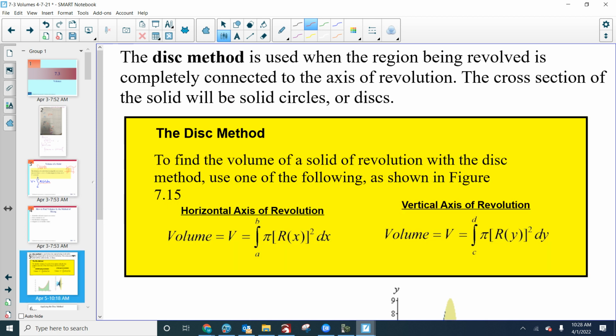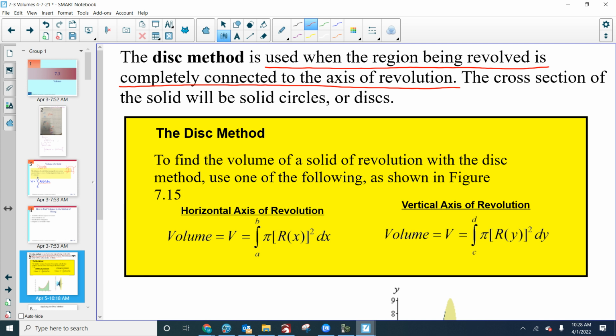So here's the first method we're going to learn. It's called the disk method. The disk method is used when the region being revolved is completely connected to the axis of revolution. Let me say it again. It is used when the region being revolved is completely connected to the axis of revolution.